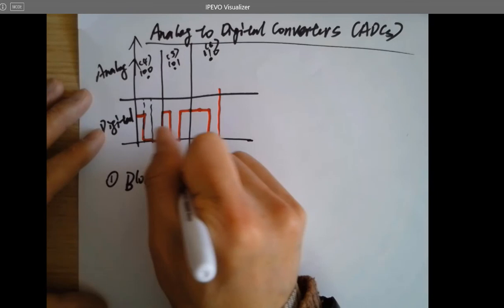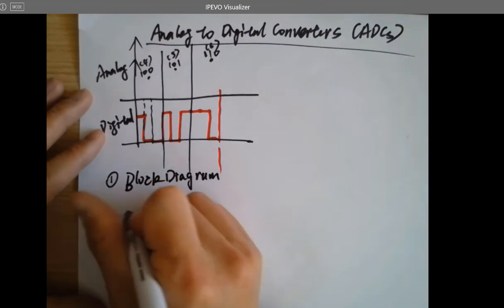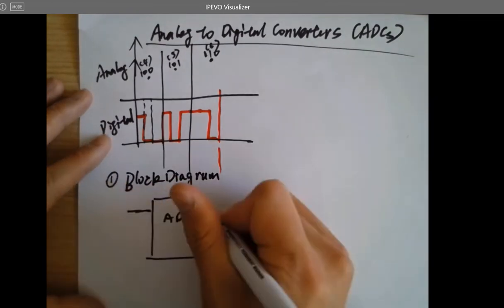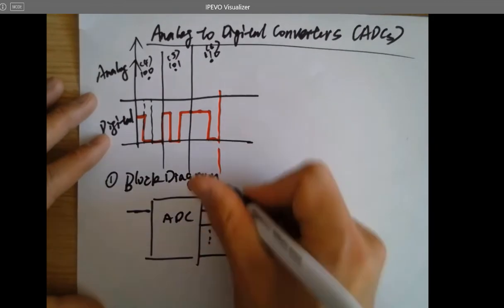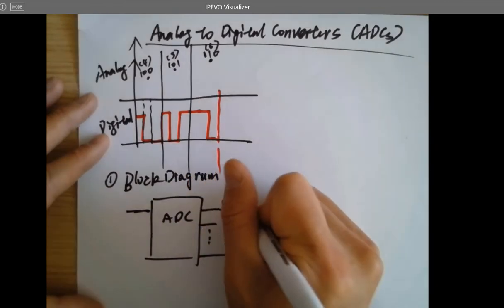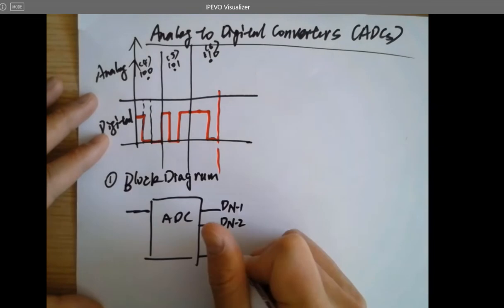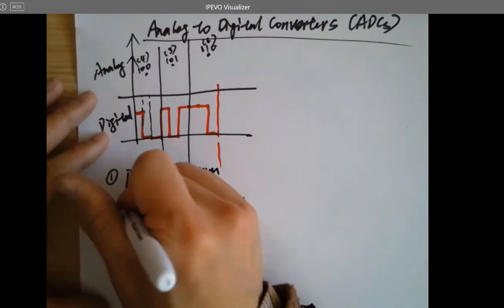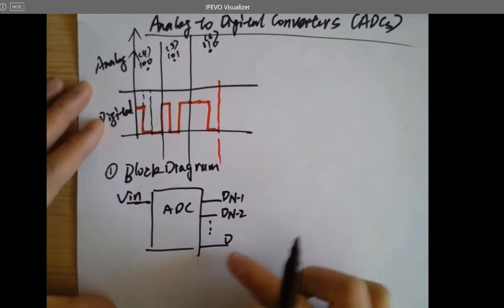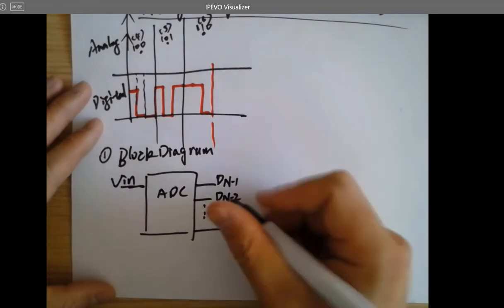So it looks like this. First one, no, the analog input and then the digital output. That's dn minus 1, dn minus 2. That's d what? That's d what? Yeah.